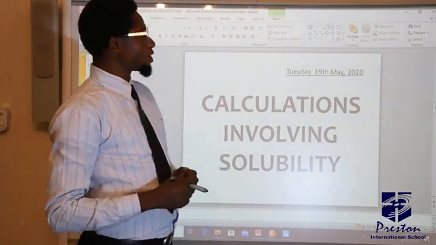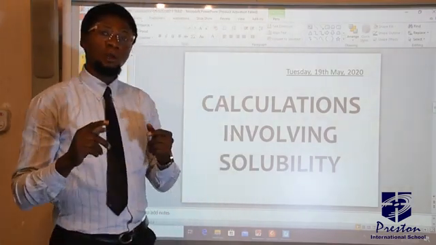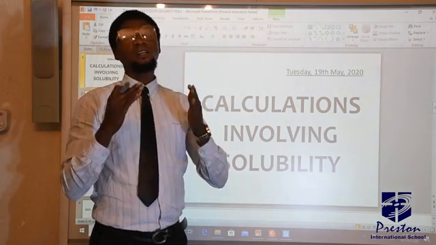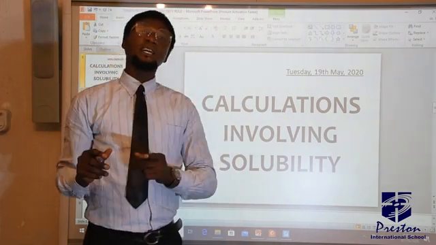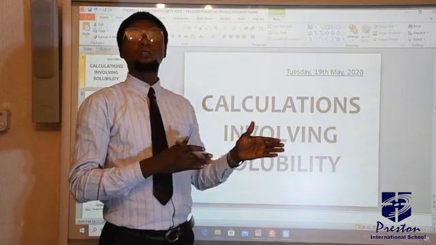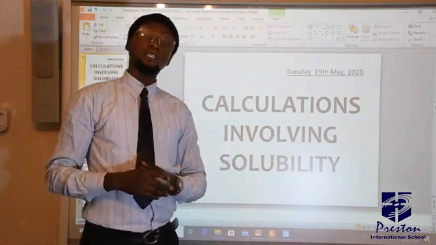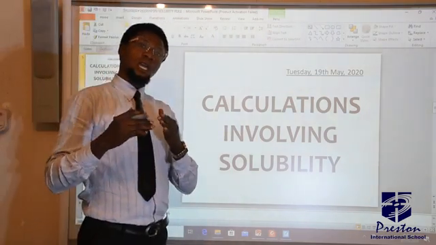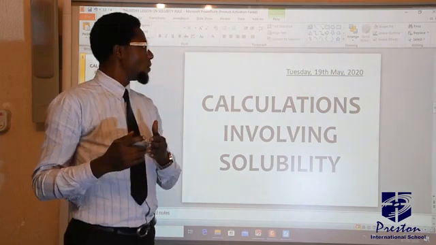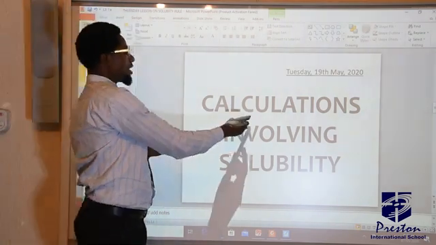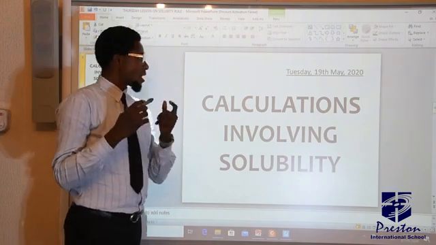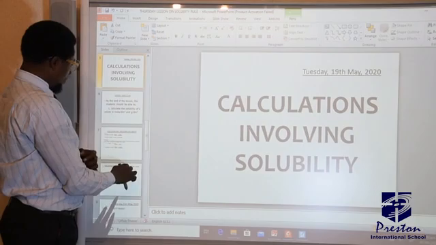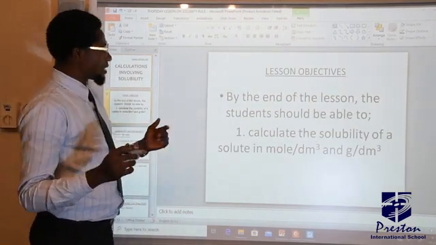In our last class, we discussed solubility rules, where we spoke extensively on how we can use these solubility rules in predicting what type of salt is soluble and what type of salt is insoluble. But today, we are looking into a subtopic in that solubility titled Calculations Involving Solubility. And under this topic, there are certain things expected of us.